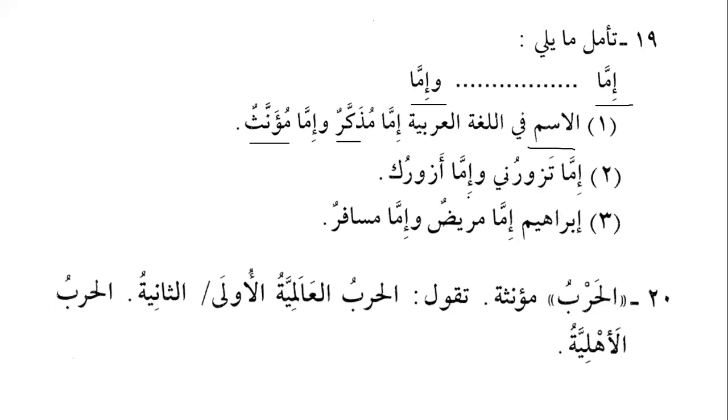Imma tazuruni wa imma azuruka: either you visit me or I visit you. Ibrahimu imma maridun wa imma musafirun: Ibrahim is either sick or a traveler, or he is traveling. Musafirun, we will discuss inshallah in the next lesson, is ismul fa'il. Ismul fa'il is sometimes translated as the doer, and sometimes as present continuous. So we will say imma maridan, either he is sick or he is traveling.